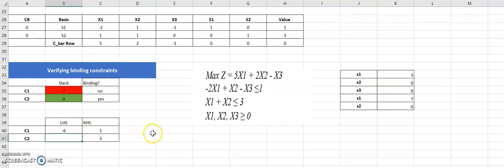I hope this was not very confusing. Let me know if it is. So let's just do the second constraint. This is C2. We have x1 times 3, plus x2, which is 0. Here we can say that the right-hand side is equal to the left-hand side, which means that this constraint is binding.